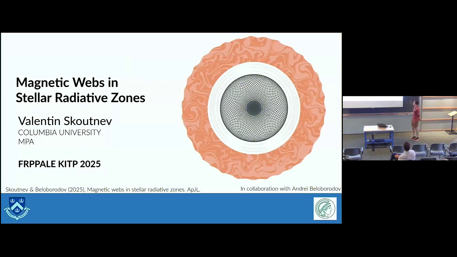So now we're going to go from the outside of the sun and dive into the interiors of stars. I'm excited to tell you a little bit about one of the most recent problems I've been working on, which is what I call magnetic webs in stellar radiative zones.